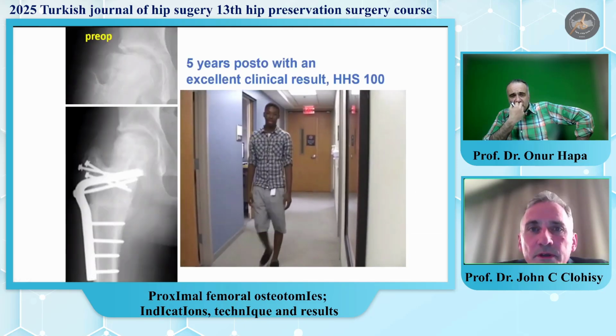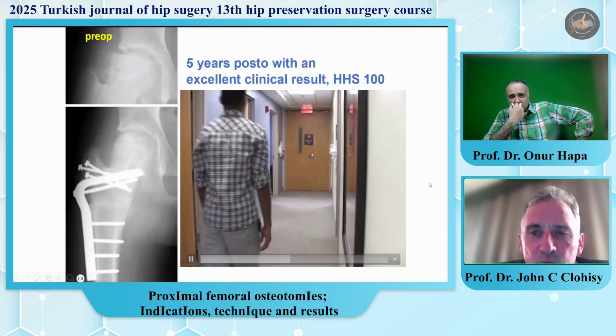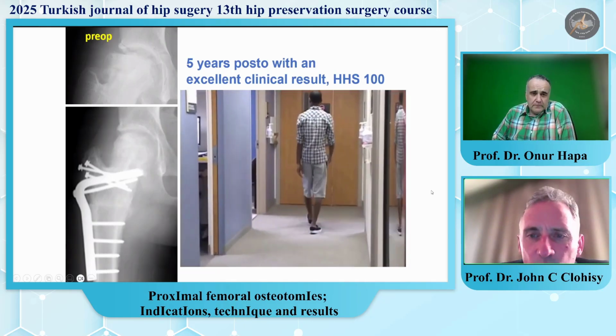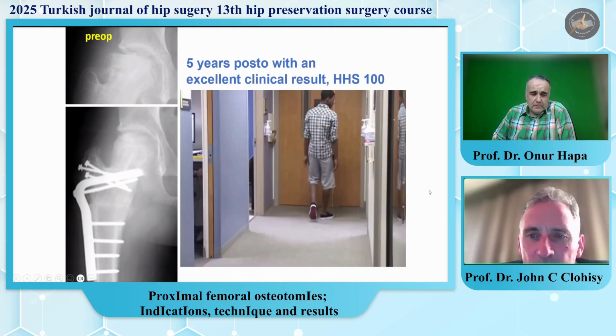So here he is. He's 5 years out at this point. He's asymptomatic. He has a nice gait. He actually went back to playing basketball against my advice. But you can see how we've recontoured the head. We've done valgus flexion to take the more posterior medial femoral head and bring it superiorly.